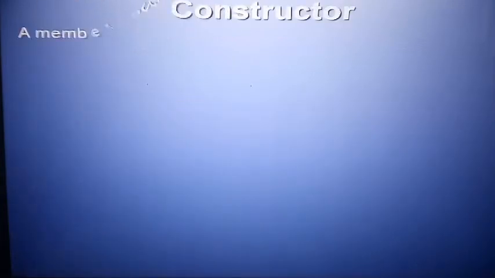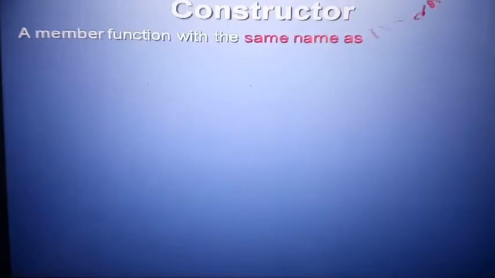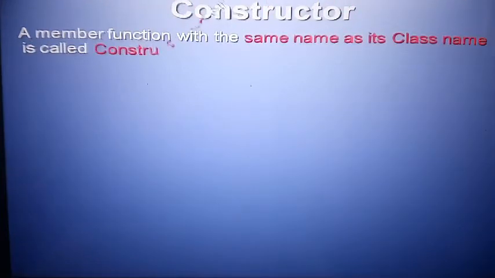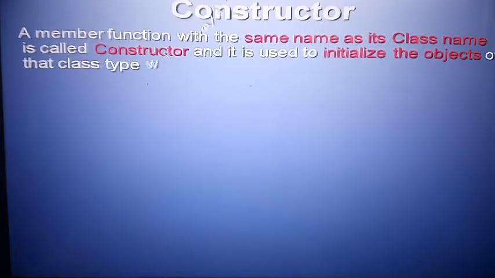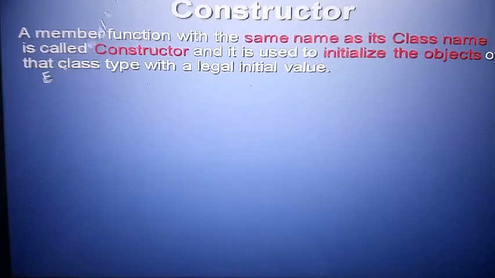Constructor. A member function with the same name as its class name. It means the function with the same name as the class name is called the constructor. It is used to initialize the object of that class type with a legal initial value. Here the constructor is always named after the class, so both names are the same. With the help of an example I explain here.